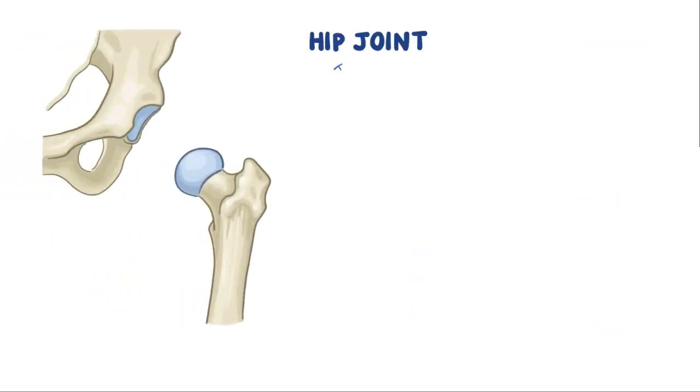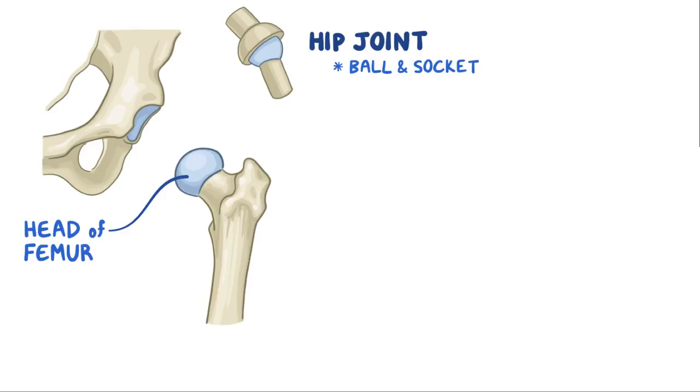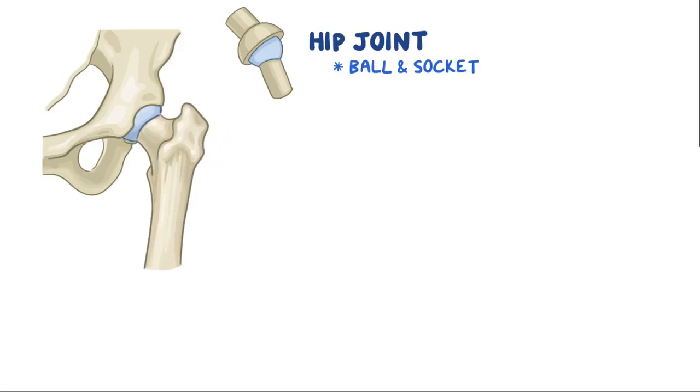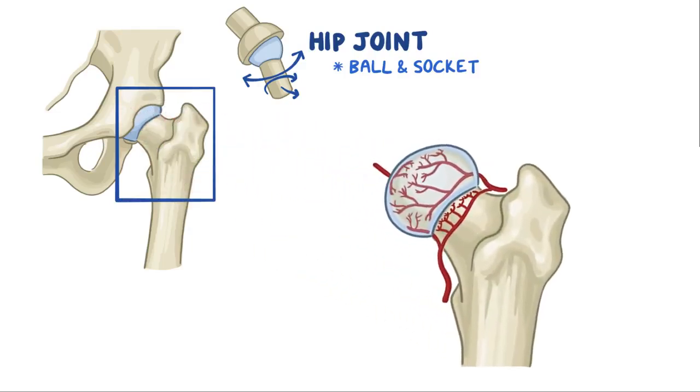The hip joint is a ball and socket type because the ball-shaped head of the femur sits and rotates inside the cup-shaped socket called the acetabulum. This gives the hip joint the ability to move nearly in all directions, as long as the ball can smoothly rotate inside the socket.